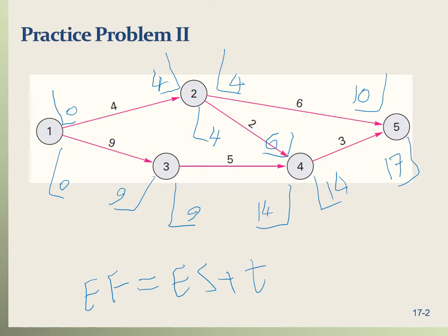Right, so we could actually add a dummy end node here and a dummy activity here. The length of the activity would be 0. So for 5 to end, the earliest start point is the maximum of 10 and 17, so that would be 17. Anyway, we can also do this without even drawing the dummy 5 to end node. So let's get rid of this.